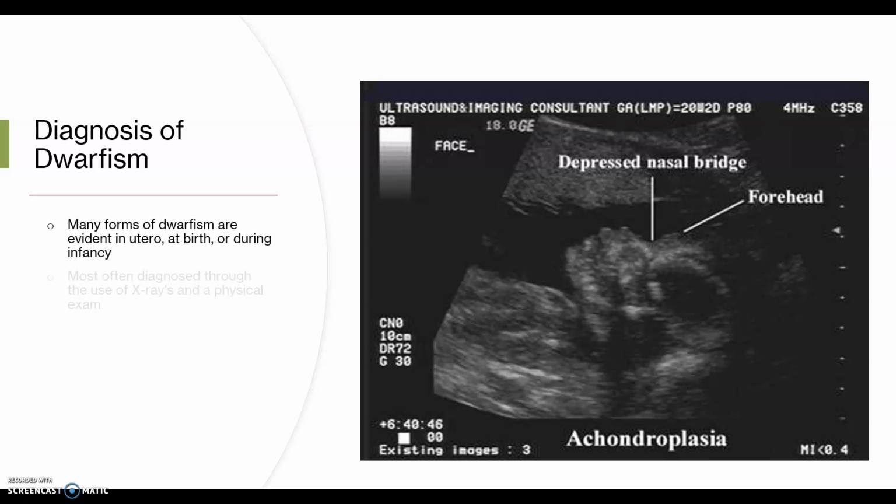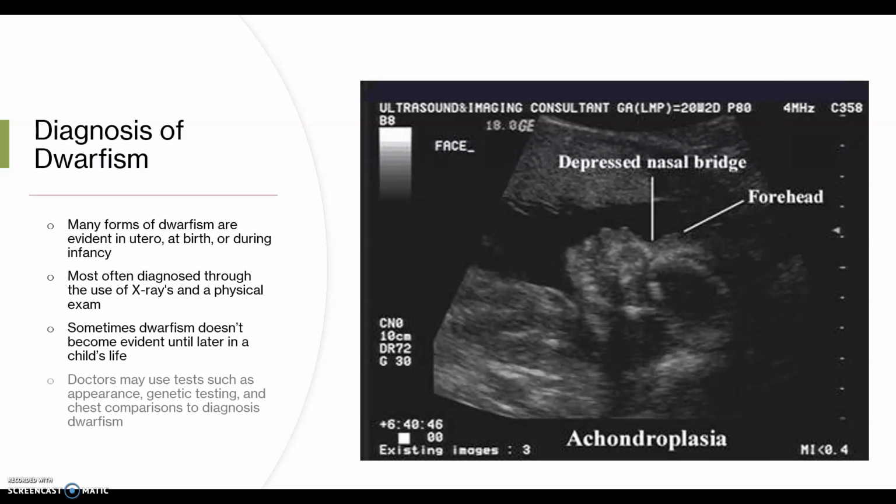So, a diagnosis of dwarfism. Many forms of dwarfism are evident in utero, at birth, or during infancy. Most often they are diagnosed through the use of x-rays and a physical exam. Sometimes, however, dwarfism doesn't become evident until later in life, and doctors may use tests such as appearance, genetic testing, and chest comparisons to diagnose dwarfism.